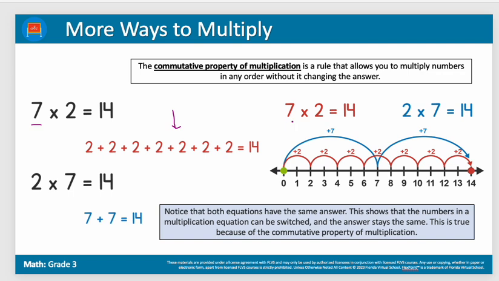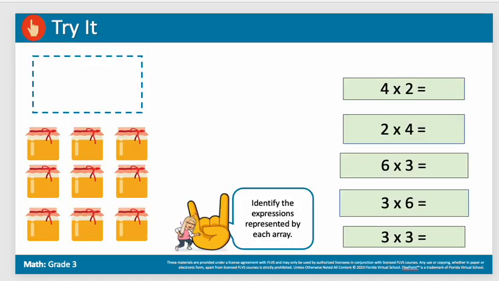And I can either do 7 groups of 2 or I can do 2 groups of 7. So here's one group of 7. Here's another group of 7. Both of them give me the same answer. If I do 2 groups of 7, this is like saying 7 plus 7 equals 14. This also gives me the same answer. This is the commutative property of multiplication.